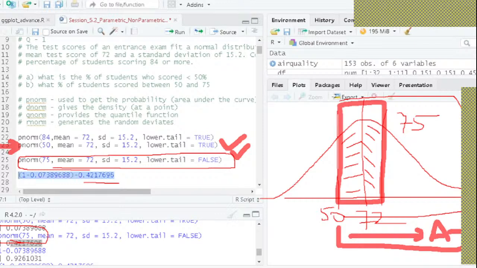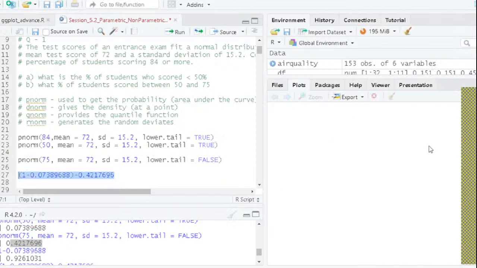On the upper tail, right? From this area, to get this shaded area, what should I do? I should subtract this area, which is on the upper side of 72. Yes? Now did you get it? So I mentioned lower tail equal to false so that I get this area, which I have to subtract. Is this clear? Pradeep, Amatullah, got it?